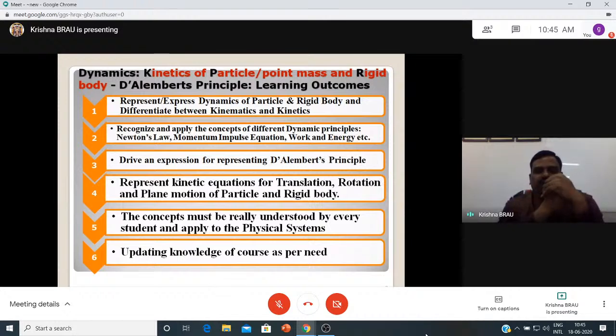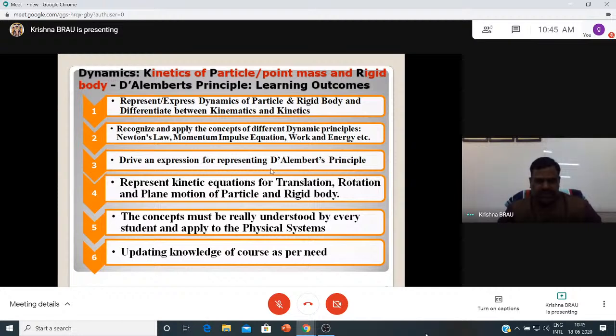Recognize and apply the concepts of these principles: Newton's laws, moment impulse, work energy, and D'Alembert. These all yield the same result, but it depends upon the input data. We have to find out the output, whether we have to use Newton's law or moment impulse or work energy or D'Alembert's principle. Derive an expression for today.